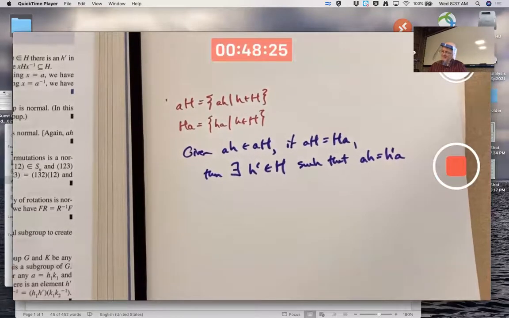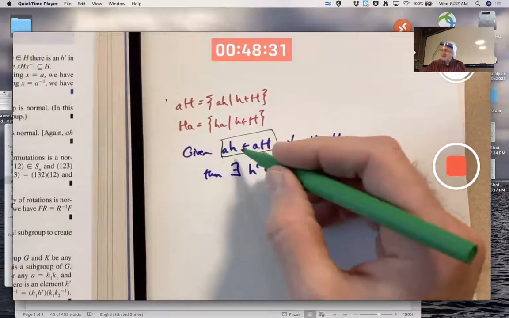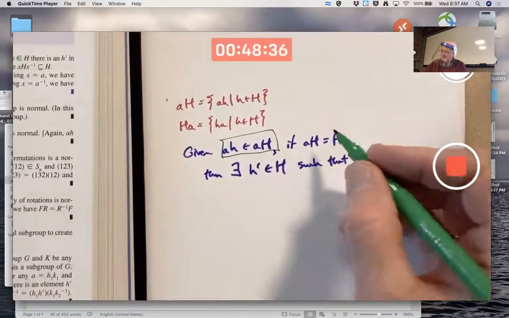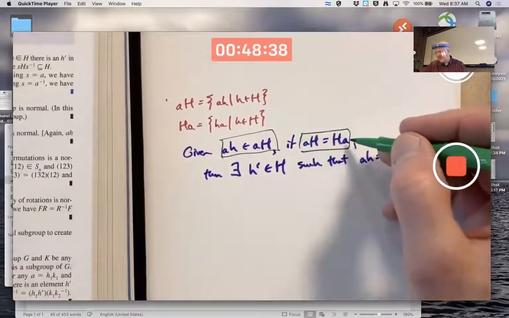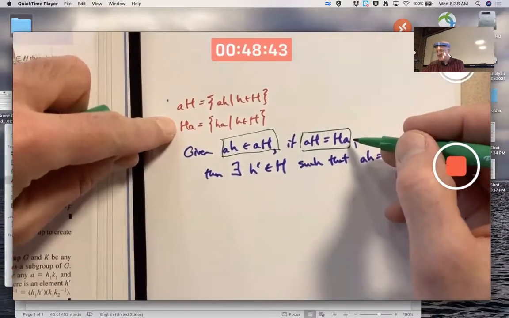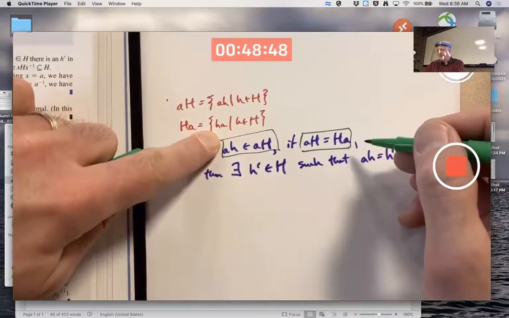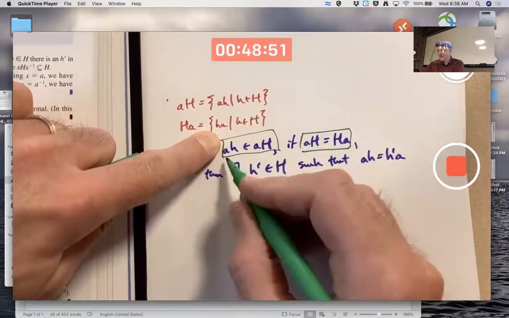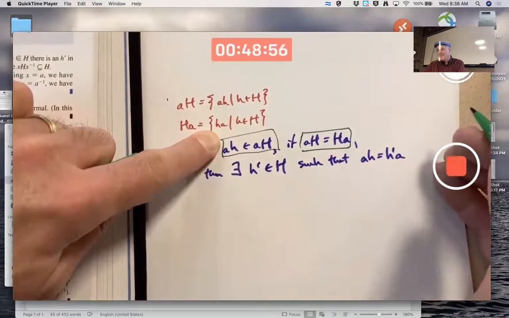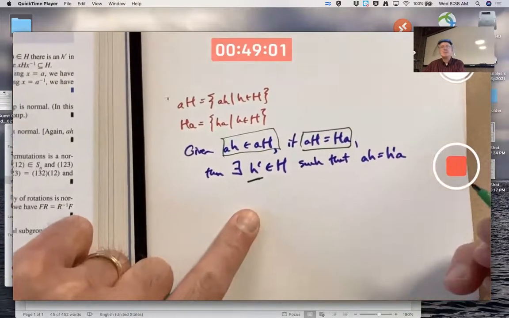Why? Because, again, we're assuming aH is in, a little h is in aH, this left coset. This element is in this left coset. But if these are equal, that means it's in this right coset as well. But that right coset is the set of all products like that. So there's some h in capital H, making a times little h equal to that element of capital H times a, but not necessarily the same element. Could be a different element, call it h prime.